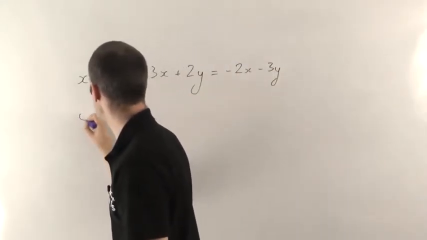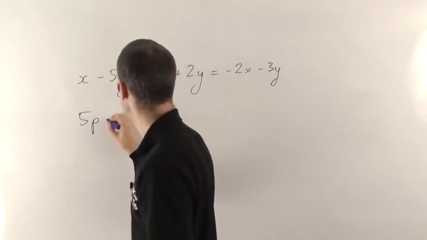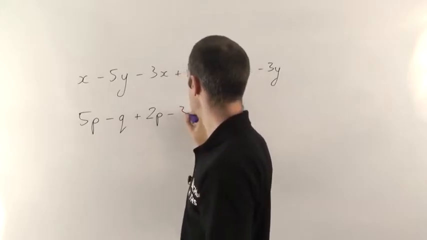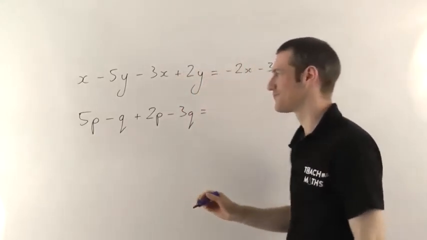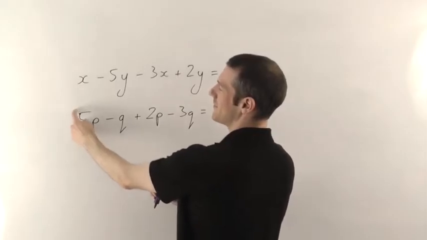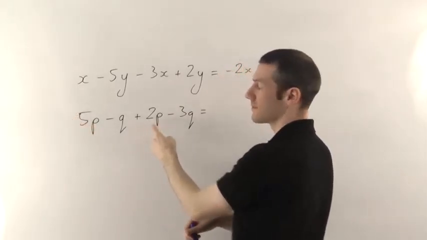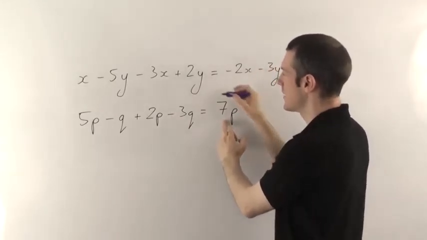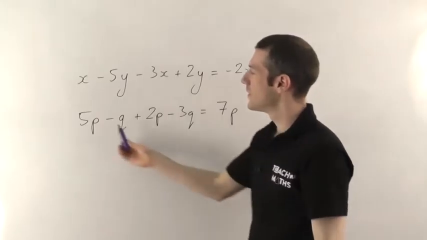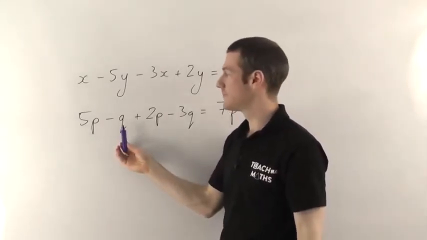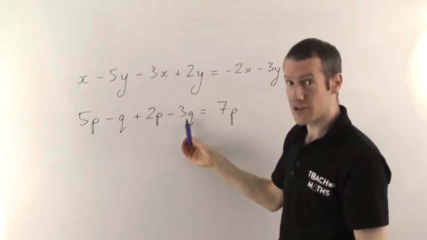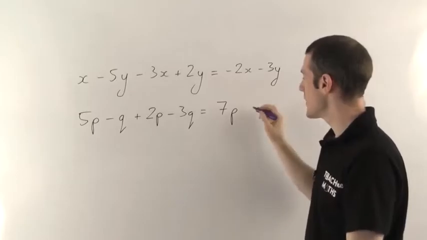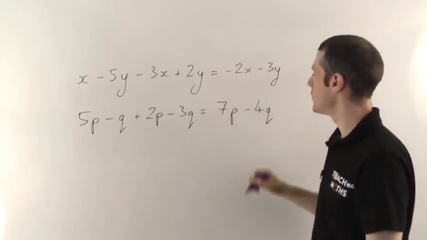Okay, let's have 5 lots of p minus q plus 2 lots of p minus 3 lots of q. So 5p, positive, plus 2p gives you 7p. It's positive, and it's the first thing after the equal sign, so I don't need to bother writing the plus. Minus 1 lot of q minus another 3 lots of q means altogether, if you start off at minus 1 and go down by another 3, you end up at minus 4, so you've got minus 4 lots of q.